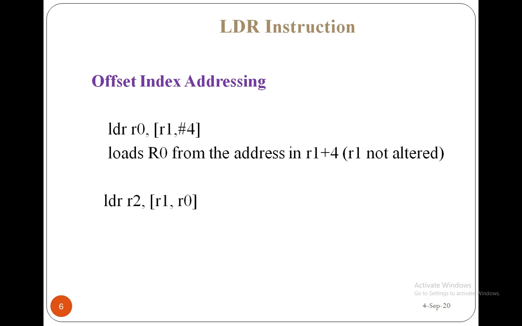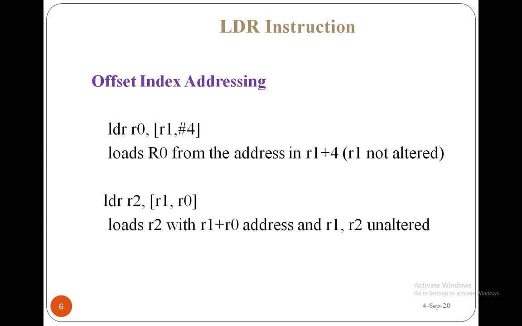So next, LDR R2 comma square bracket R1 comma R0 adds R1 plus R0, that is the address in R1 plus R0. The data present at the R1 plus R0 address is going to be stored into the R2 register. That is, it loads the R2 register with the content of the R1 plus R0 address, right? Whereas R1 and R0 here also are unaltered, right?